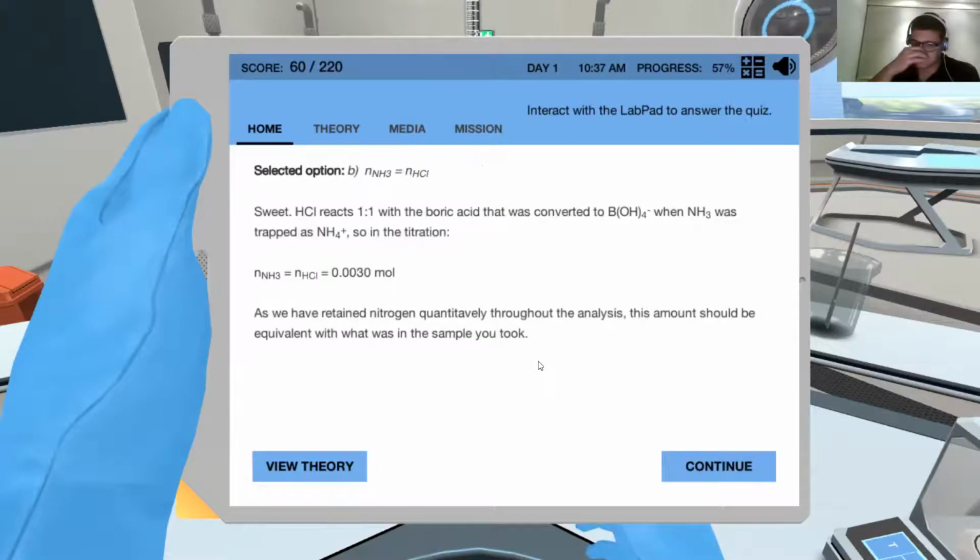Sweet. Hydrochloric acid reacts 1:1 with the boric acid that was converted to BOH4 when NH3 was trapped as NH4+. So in the titration, amount of ammonia equals the amount of hydrochloric acid, which equals 0.0030 moles. As we have retained nitrogen quantitatively throughout the analysis, this amount should be equivalent with what was in the sample you took.